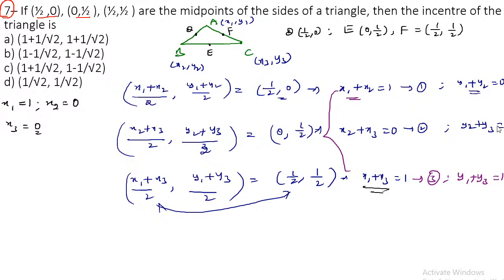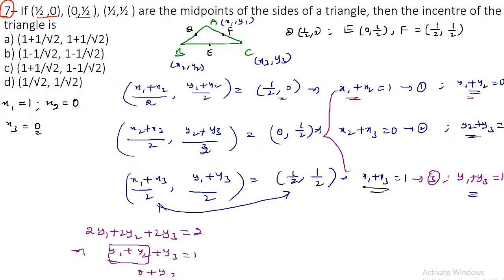So how do we find the y coordinates? We find the y coordinates by using these three, just like how we found the x coordinates. y1 plus y2 is equal to 0. So let us add these three. Now it becomes 2y1 plus 2y2 plus 2y3 is equal to 2. This is also y1 plus y2 plus y3 is equal to 1. So y1 plus y2 is 0, and 0 plus y3 is equal to 1. This implies y3 is equal to 1.